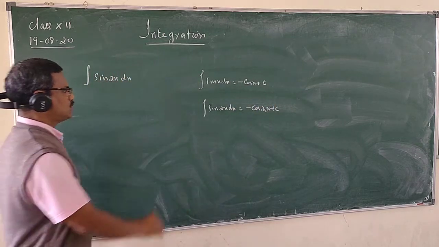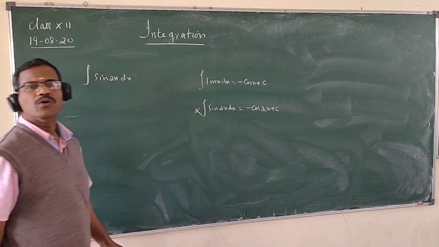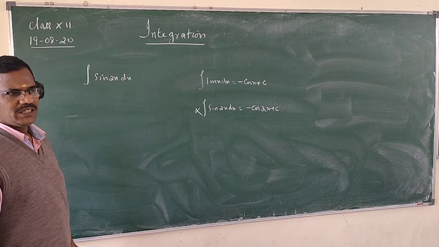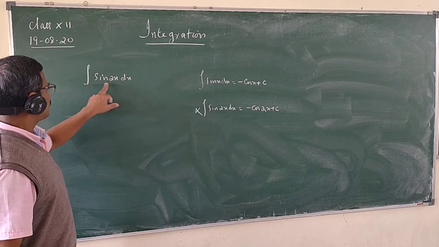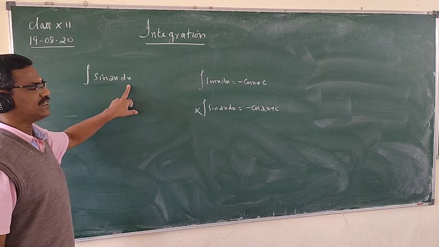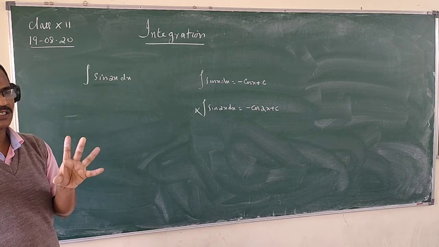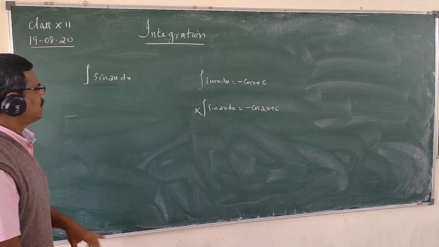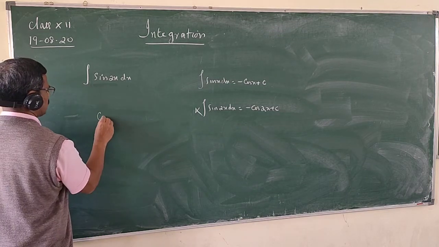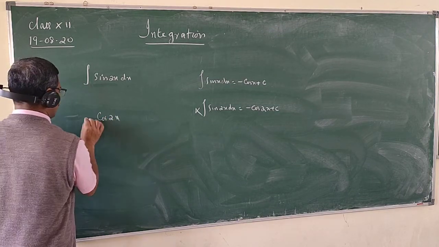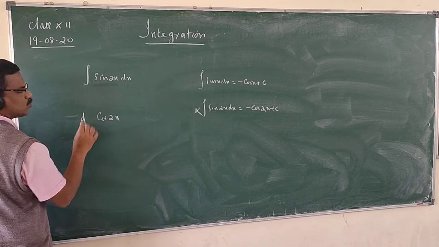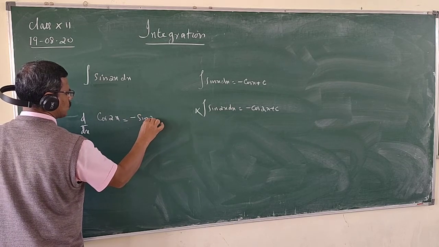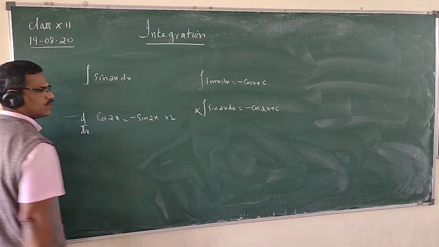The answer is no. We just remember the definition of integration. Here, for the integral of sin 2x dx, we have to find a function whose derivative is this one. Now let us think about a function cos 2x. What is the derivative of cos 2x? We know the derivative of cos 2x is minus sin 2x into 2. This is the derivative.